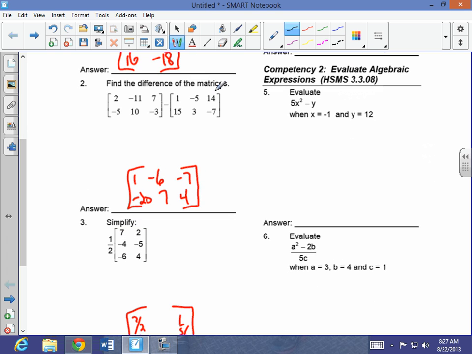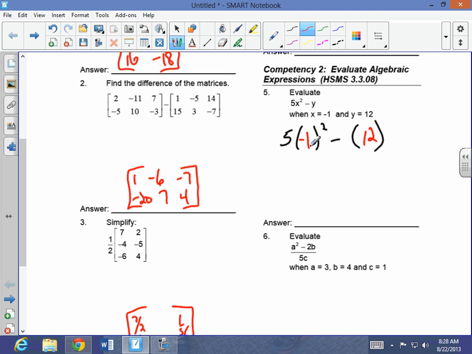Competency 1 on the test will be all matrix. Here's competency 2. Evaluate the algebraic expression. So I'm going to rewrite it. 5 empty parentheses squared minus empty parentheses. Negative 1 goes in for the x. 12 goes in for the y.